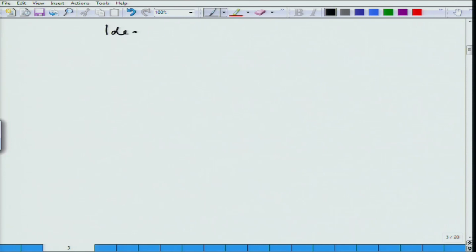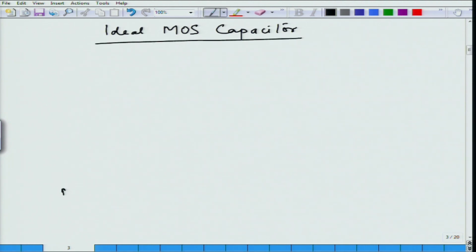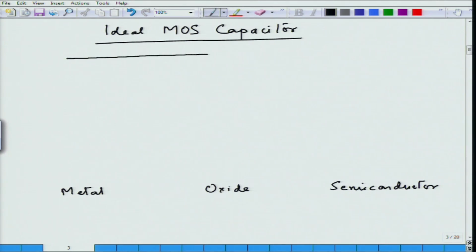The ideal MOS capacitor is defined in terms of certain parameters. So, we have metal in the ideal MOS capacitor, we have the oxide, and we have the semiconductor. Let me first draw individually what their electronic structures are. In order to define the electronic structure, if you will recall, in the beginning we said that all the energies are referred with respect to a vacuum level.